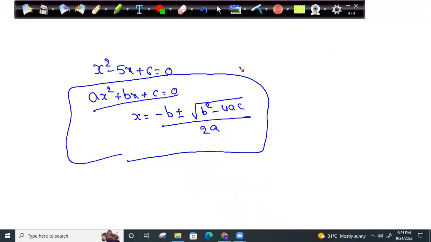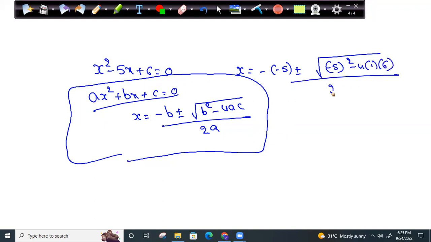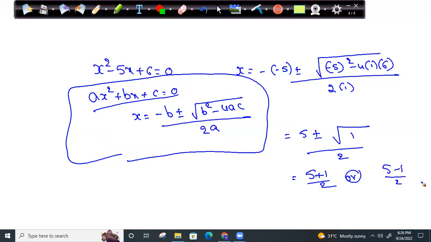So if I compare with this, x is equal to minus of minus 5 plus or minus square root of 5 whole square minus 4 into 1 into 6, divided by 2 into 1. That is 5 plus or minus square root of 25 minus 24, which is 1, by 2. 5 plus 1 by 2, 5 minus 1 by 2, 6 by 2 or 4 by 2, so 3 or 2. The same answer we got before. You'll get the same answer.